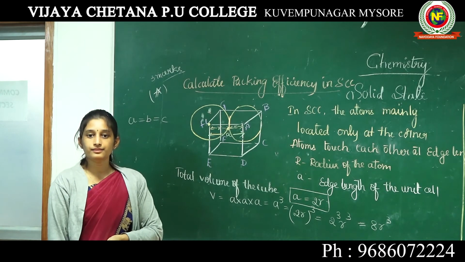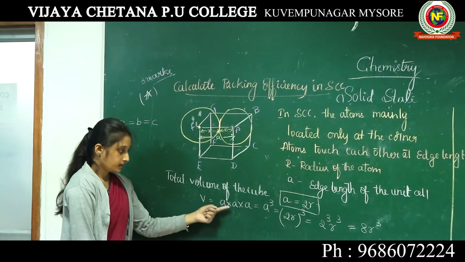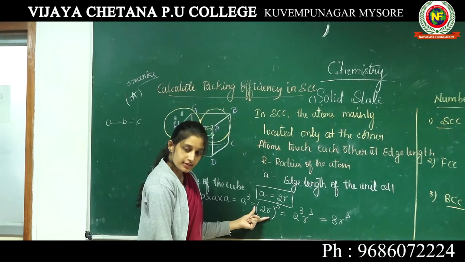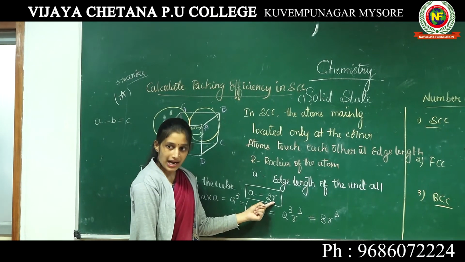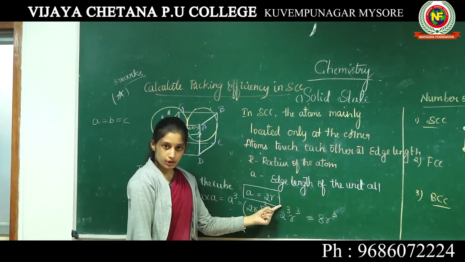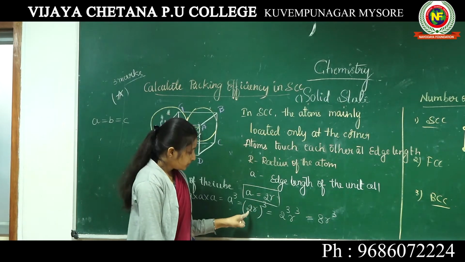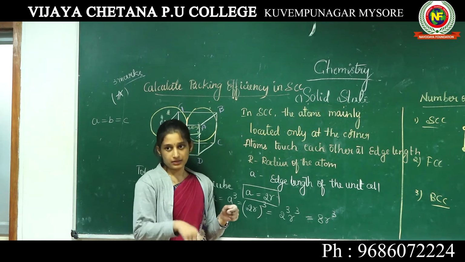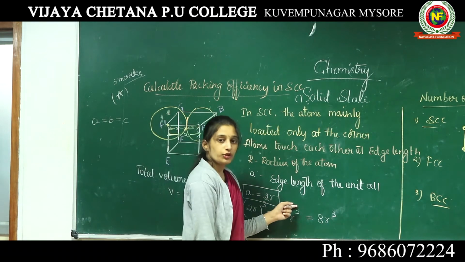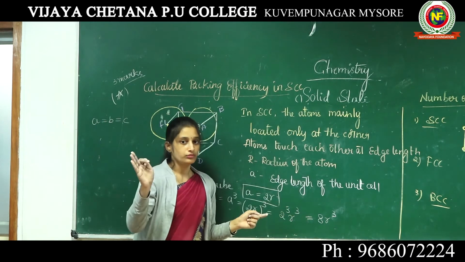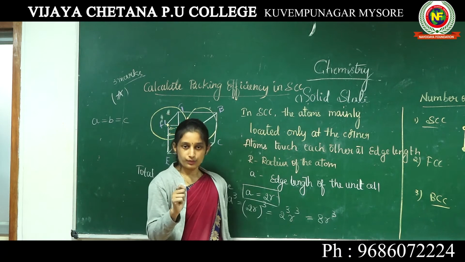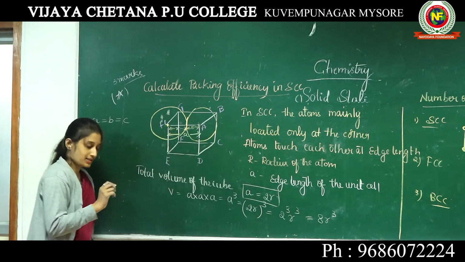Is it clear? a cube. In the place of a, (2R) whole cube. 2 cube, R cube. I am going to split. Next, 2 cube means 2 into 2 into 2. 2 2s are 4, 4 2s are 8. 8 R cube.